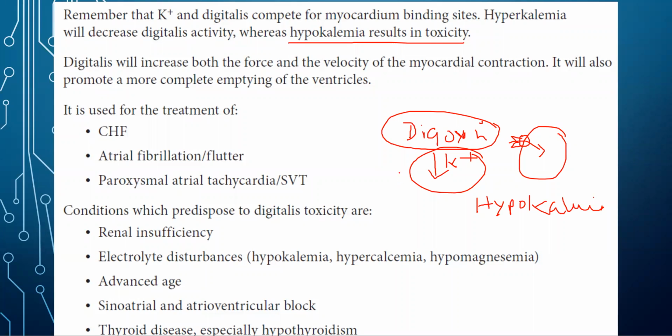Now, if it happens the opposite way, and potassium is higher than digoxin, so if a patient has hyperkalemia, then digoxin activity will be decreased. Okay. So that's the relationship between digoxin and potassium. If a patient has hypokalemia, that might be the reason why this patient has digoxin toxicity. So remember this line because it comes in exams.